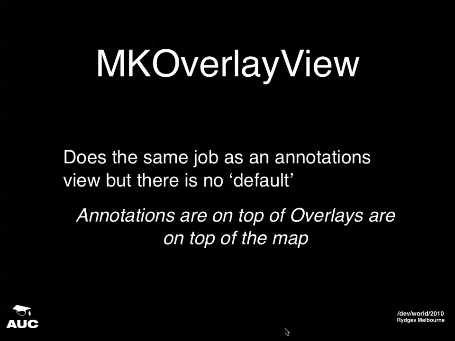So there's the MK overlay view. It actually does the same job as an annotation view, as in it determines what it looks like and what it can do. But unlike the annotation view, where it falls back to the pin, you can't do that with this. If you don't specify a view, absolutely nothing's going to appear on the screen. So make sure that if you are playing with overlays, you have a view. And annotations go on top of overlays, which are on top of the map. So if you've got multiple things, they're going to stack like that, with annotations being the highest, then overlays, then the map. And the overlays and annotations themselves are drawn according to their position in the arrays that MapView has as a property.